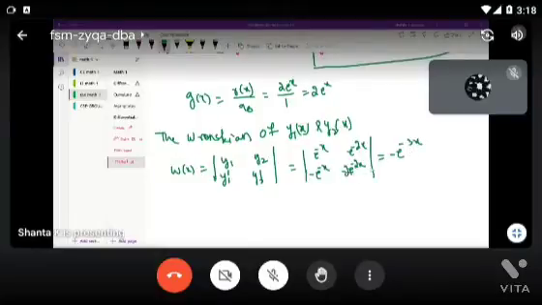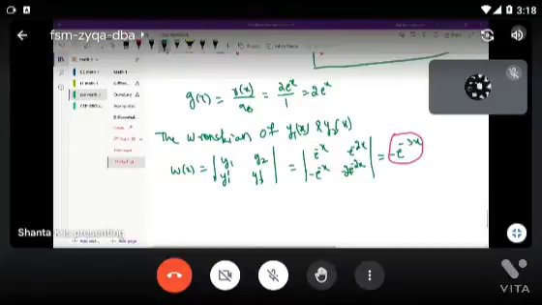Sorry, this is only, I think, minus. Because it will be e power minus 2, e power minus 3x. So minus minus plus e power minus 3x. So it is minus e power minus 3x. Okay, this one is right, the Wronskian. So this is the Wronskian. Okay.